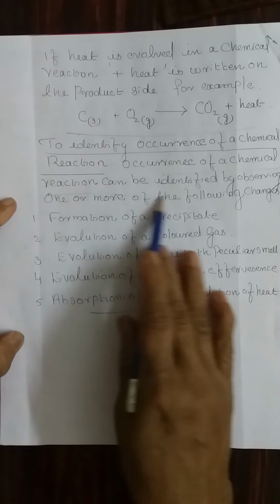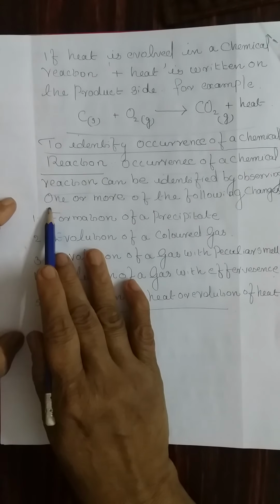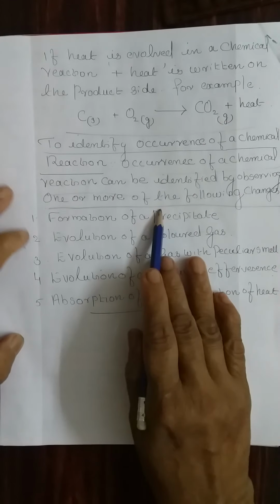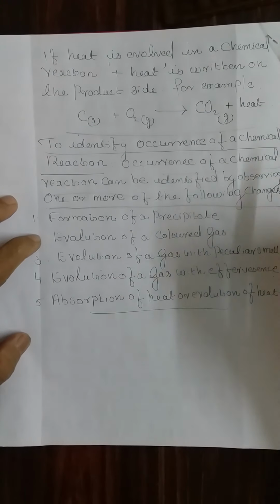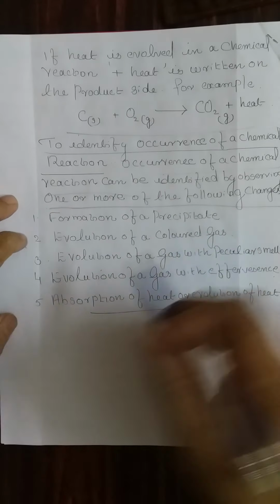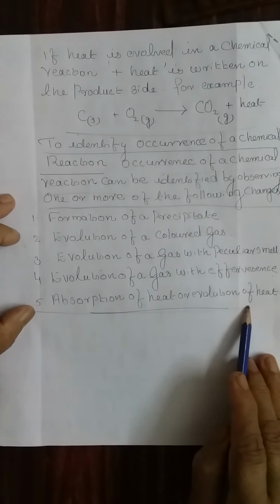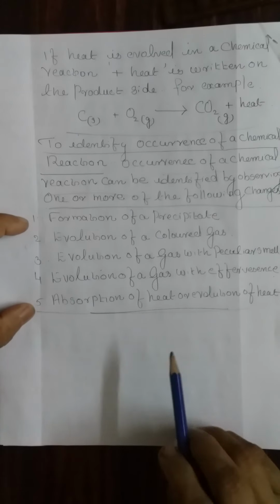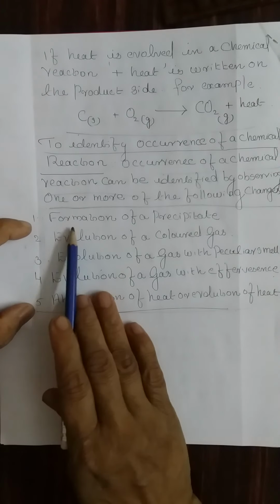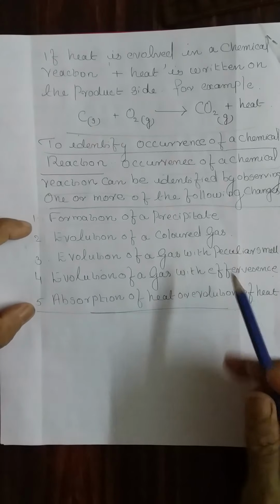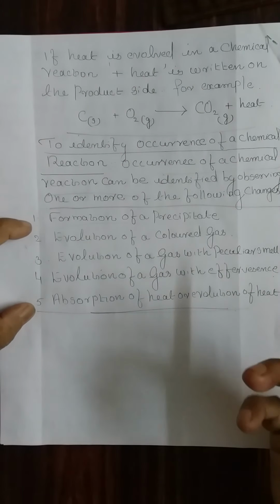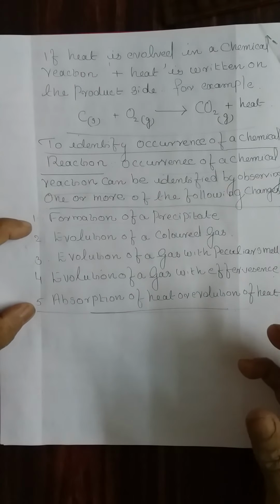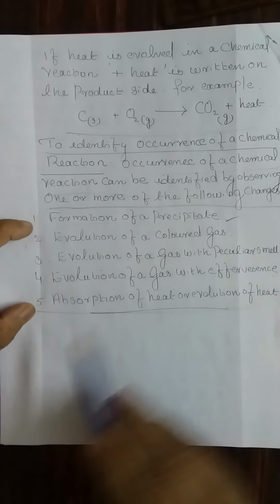To identify the occurrence of a chemical reaction: the occurrence of a chemical reaction can be identified by observing one or more of the following changes. That means two reactants are mixed in a test tube, and you want to know whether any chemical reaction is taking place inside. Just watch this observation. In that case, you can see that some reaction is taking place. One, formation of a precipitate. That means if two solutions are mixed and both are colorless and you get a new product like a precipitate, that means there is a chemical reaction.